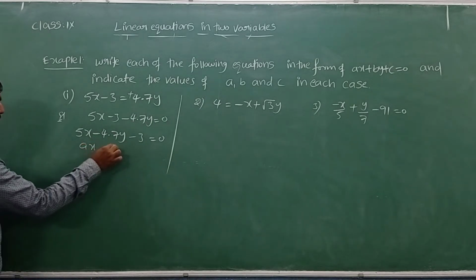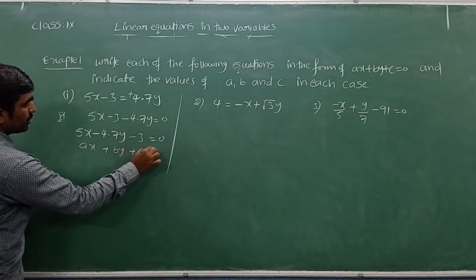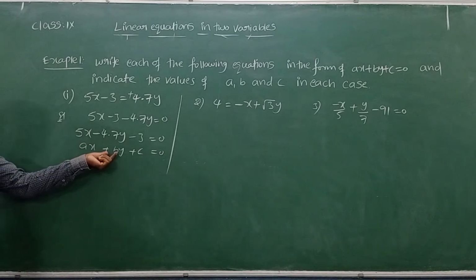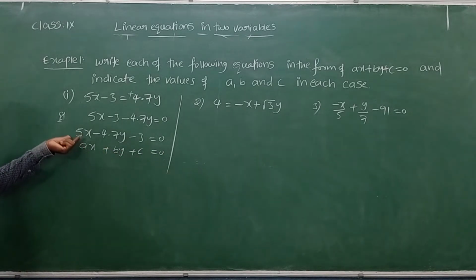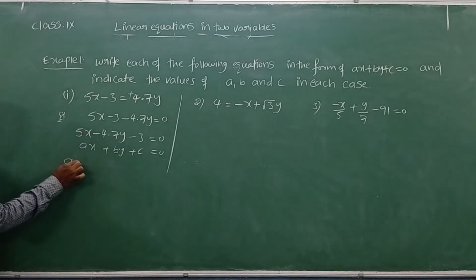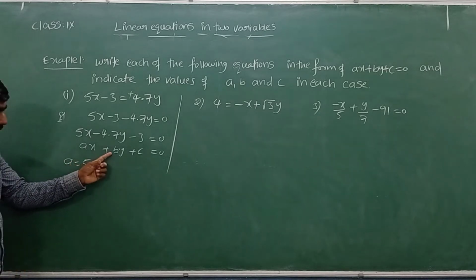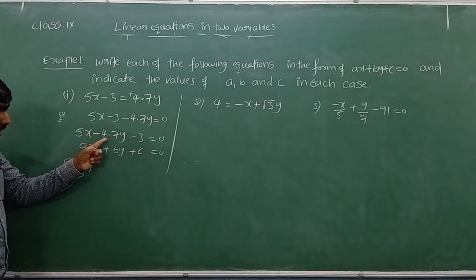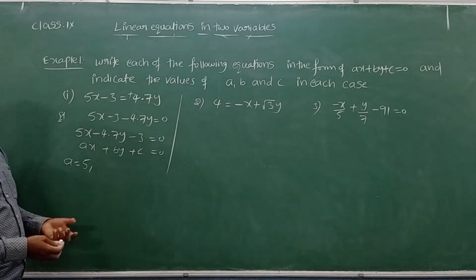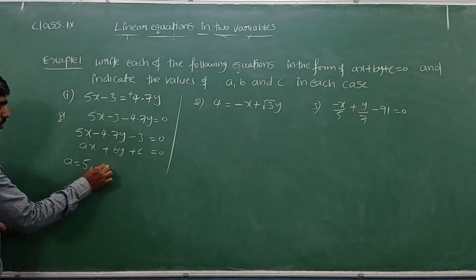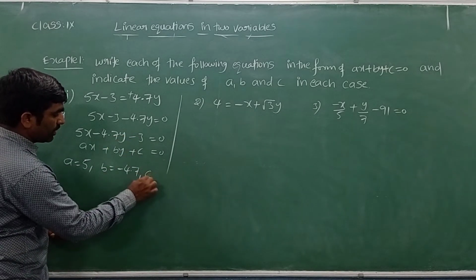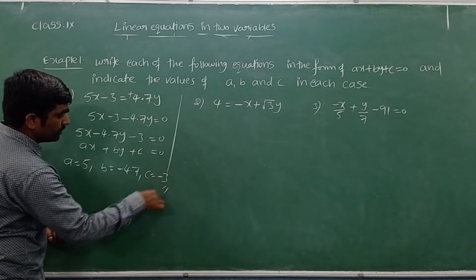After that, do the comparison with the general form. Ax plus by plus c is equal to 0, where a is equal to the coefficient of x, b is equal to the coefficient of y. A is equal to how much? X coefficient, how much? 5. I can write a is equal to 5. What about b? b is nothing but the y coefficient. What is the y coefficient here? Minus 4.7. So b is equal to how much? Minus 4.7. What about c? C is equal to the constant term, which is minus 3.